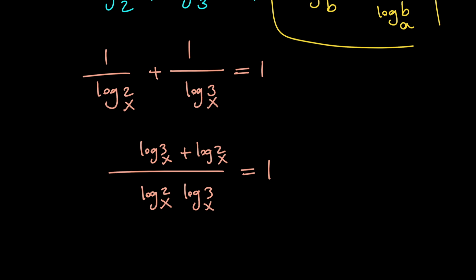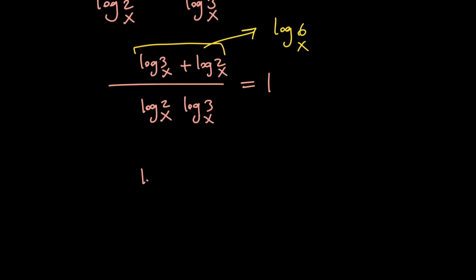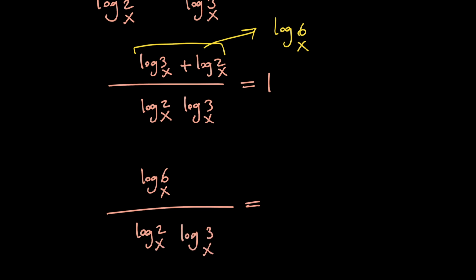Again, we have the sum of two logs with the same base, so we can write this as log of 6 with base x, which means that we have log of 6 with base x over log of 2 with base x times log of 3 with base x, and this equals 1.